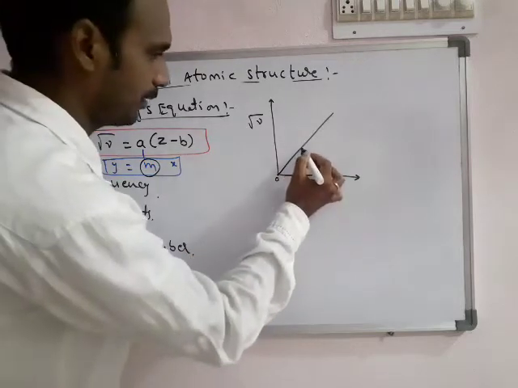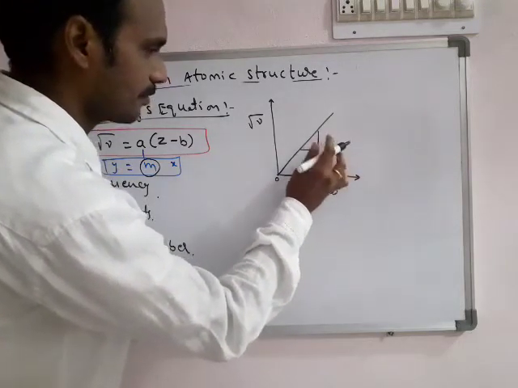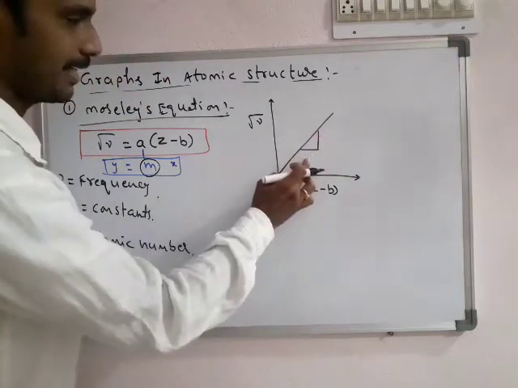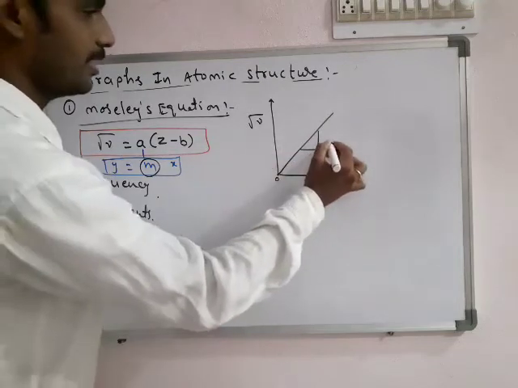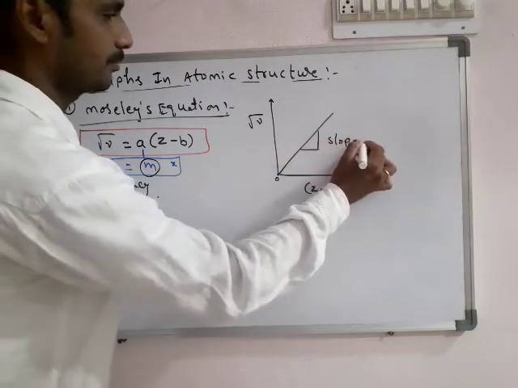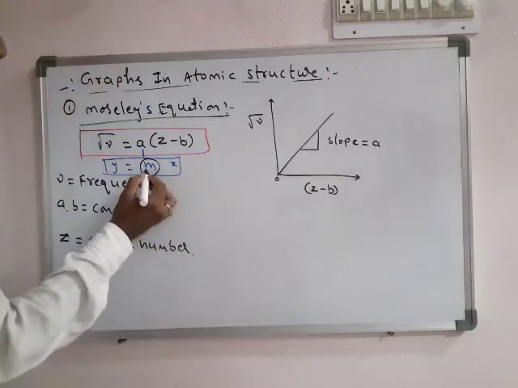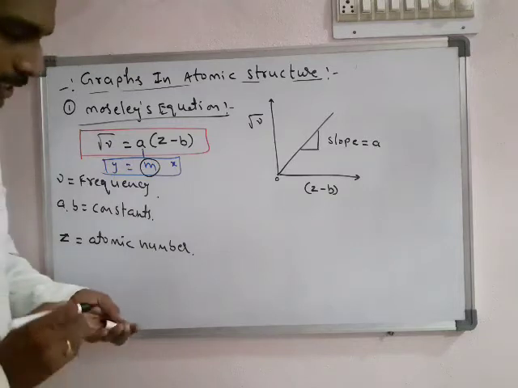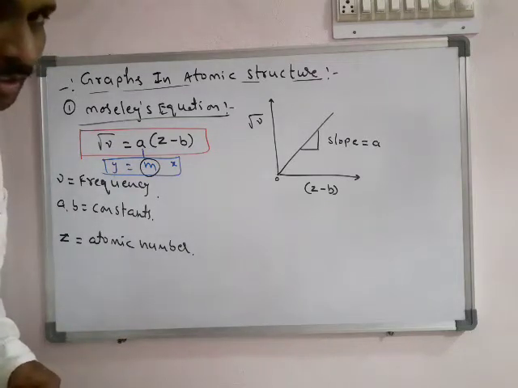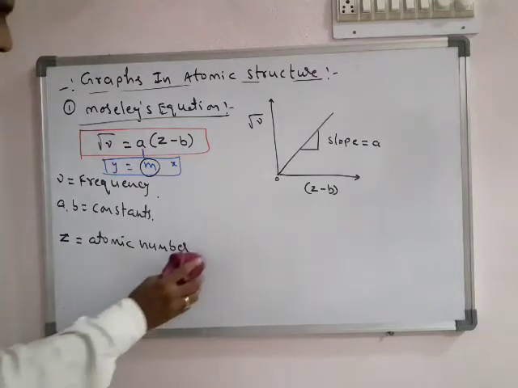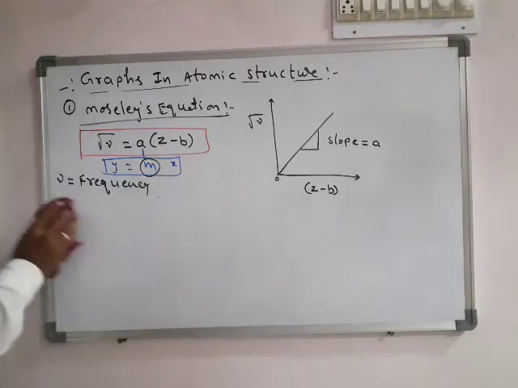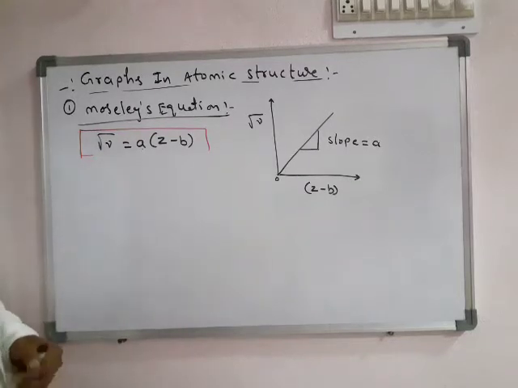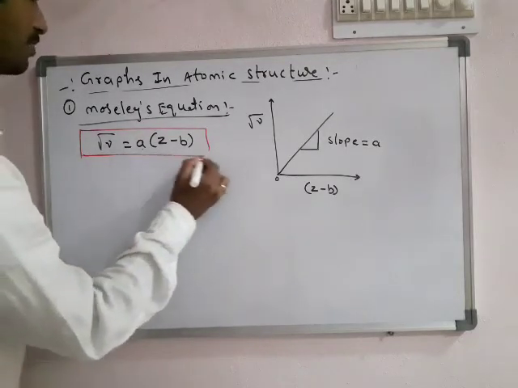So what is the slope? This tan theta value is called the slope, dy by dx. Here the slope is, in the place of m, the constant a. So that is the slope. Okay, this is one graph related to Moseley's equation. We try to make some more graphs.